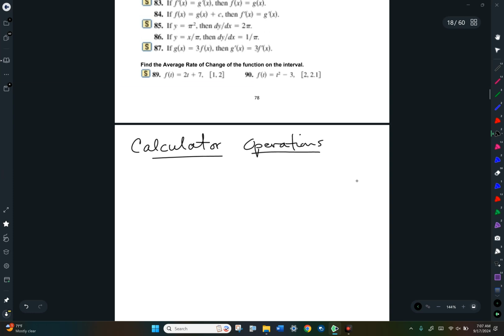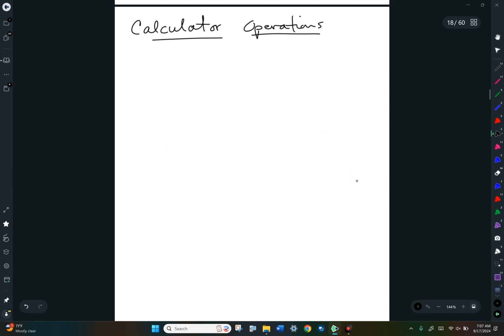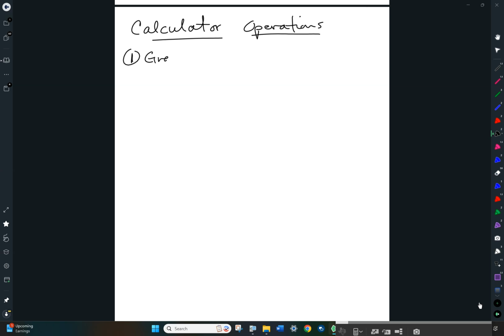So this is actually going to be notes for section 2.3, but there's a little bit of an introductory before we get to the 2.3, and that is I need to show you two different calculator operations for calculus that you're going to need to know how to do. So the first thing that you're going to need to know how to do is how to graph a derivative on your calculator. Graph a derivative.